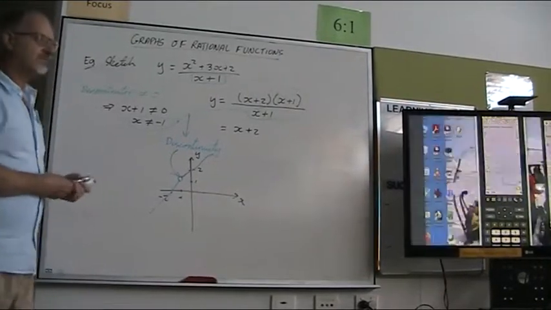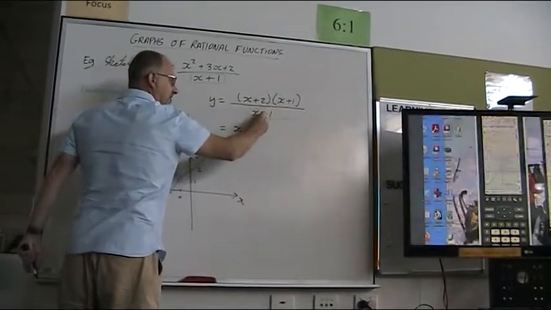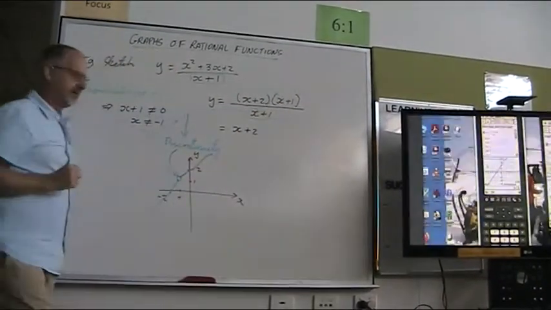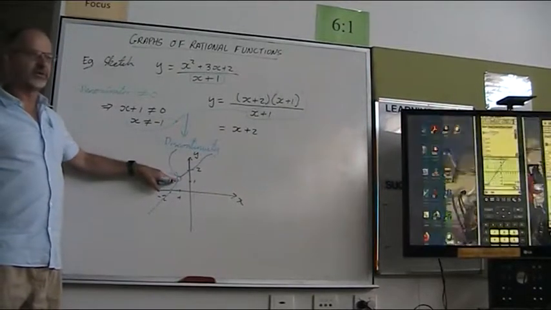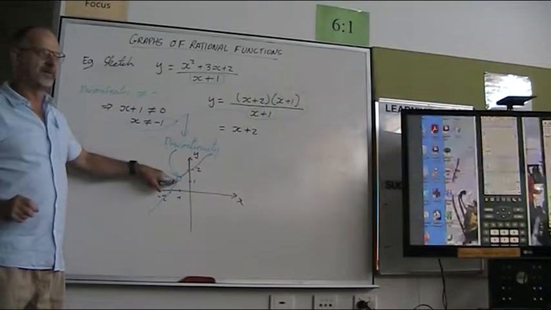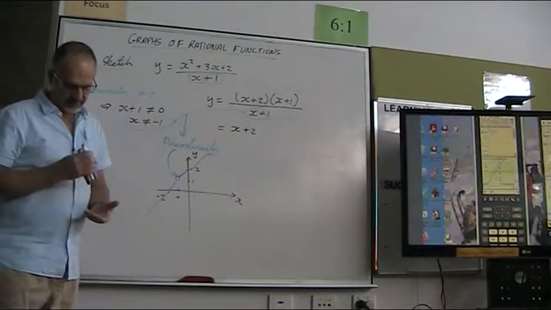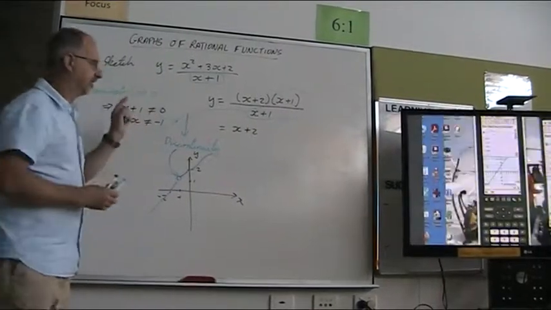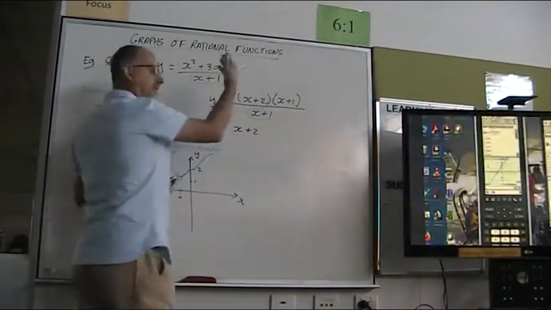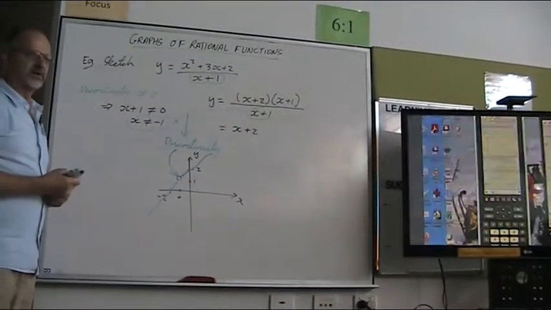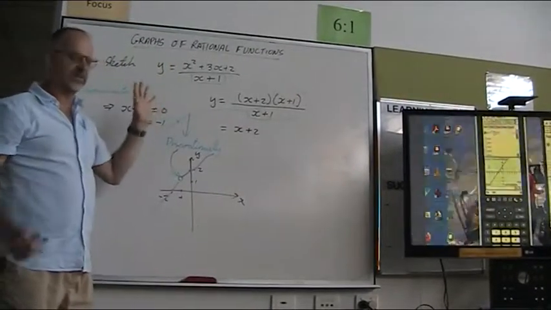Okay, so whenever you see a factor, top and bottom, you're going to get a discontinuity, as it's termed, rather than an asymptote. If that only appears once, if it was just x minus 1 down here and didn't cancel, then it would be an asymptote. When it cancels, discontinuity. When it doesn't cancel, asymptote.